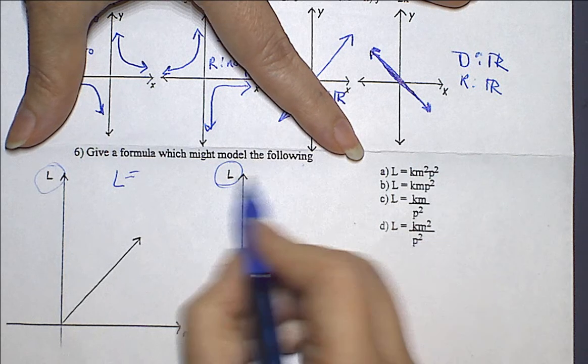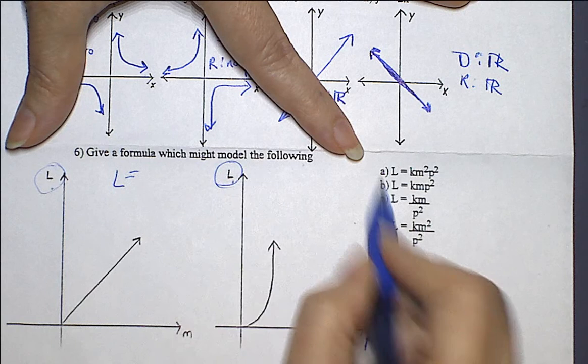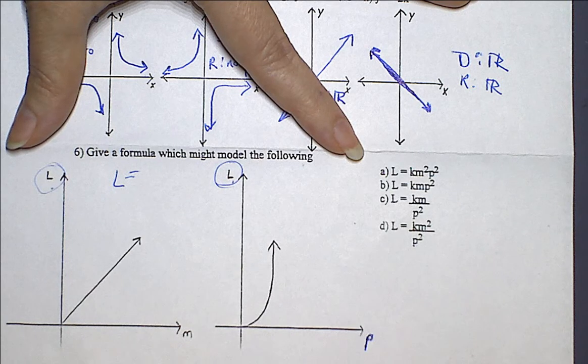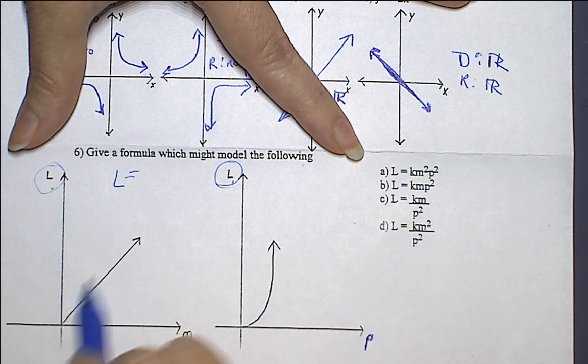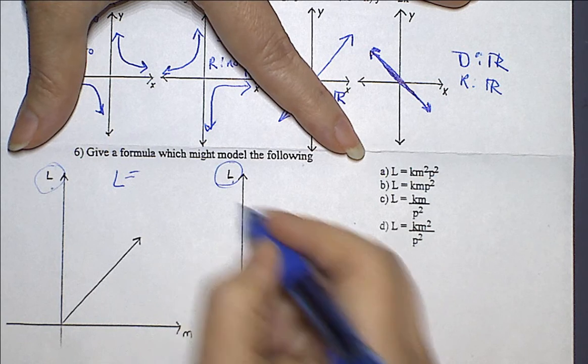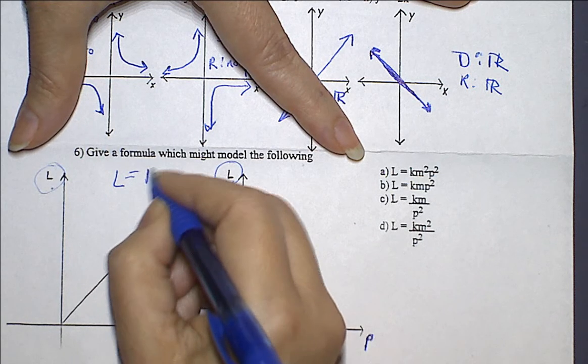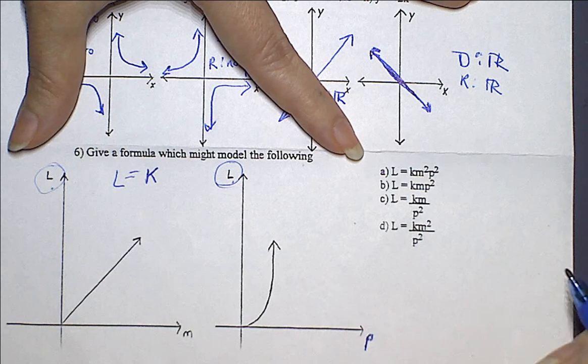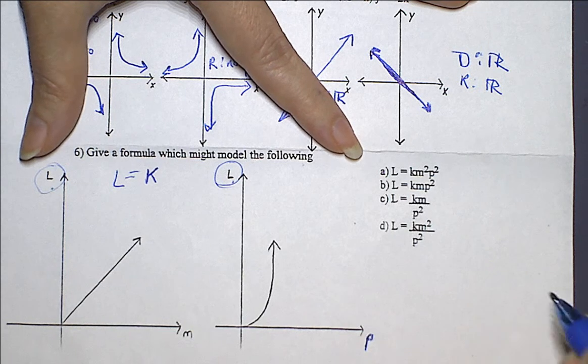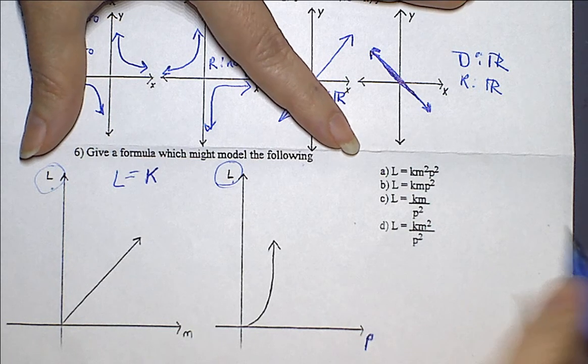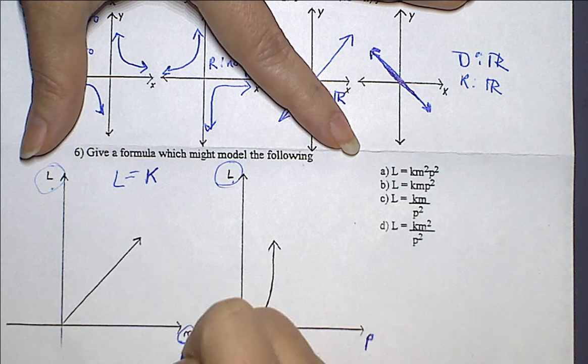So L equals, alright? Then you remember that these are direct or inverses, so you always want to have that constant K that we don't know about. That's where that K comes from. Then we look at M, and we just did a whole bunch of these, so what did M look like?